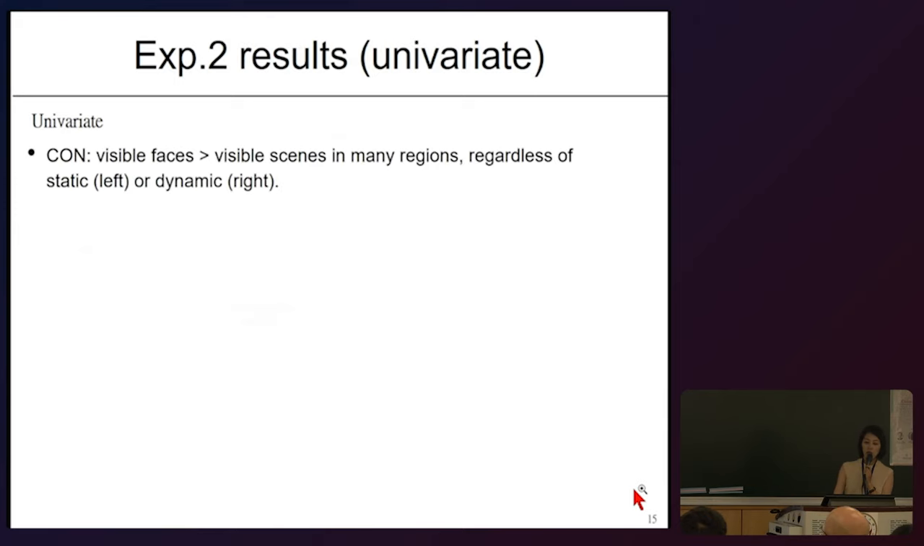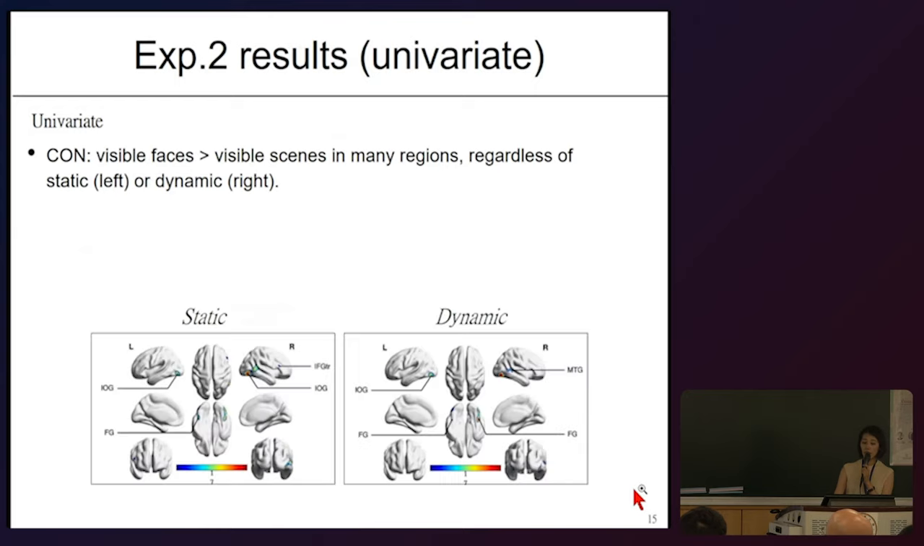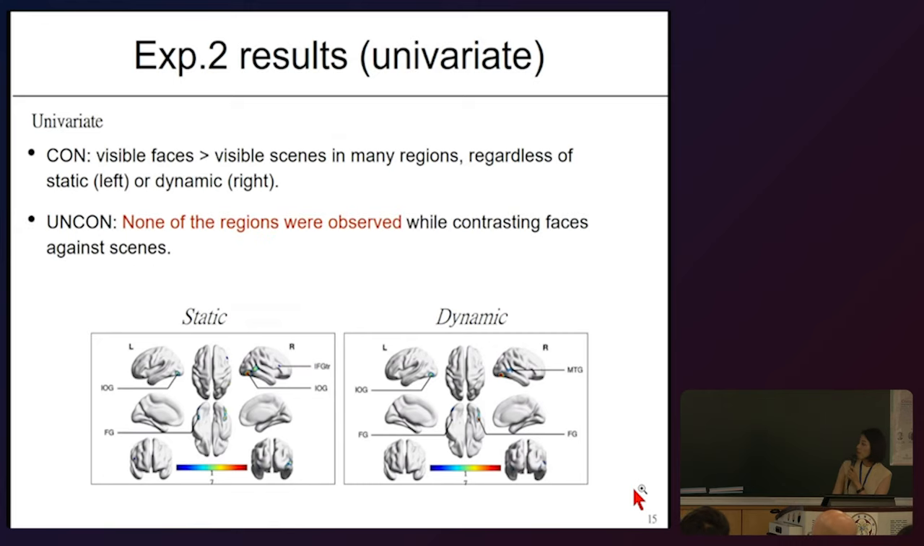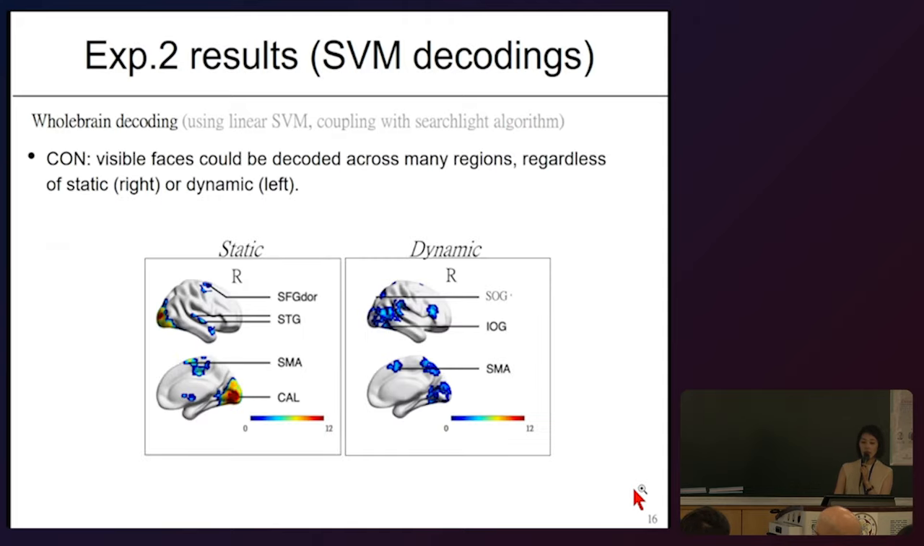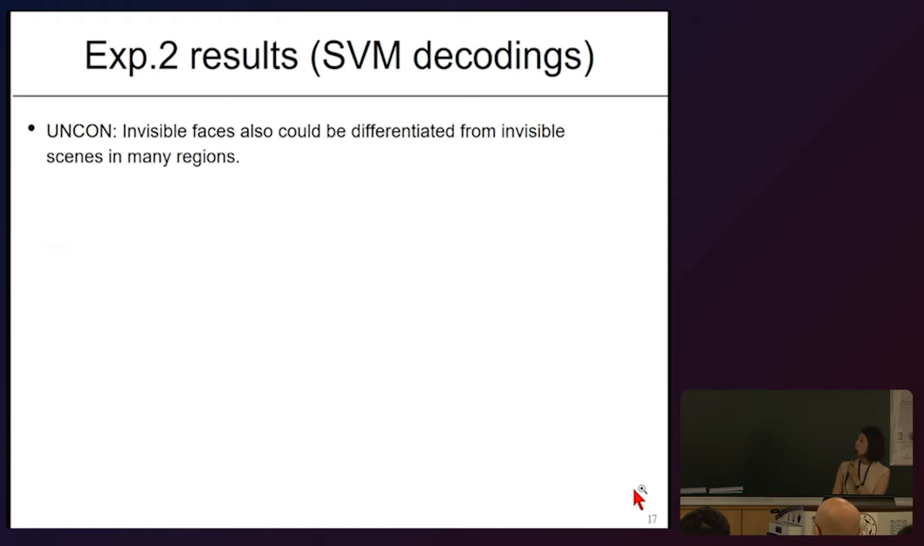Now we move on to results. First is univariate. In conscious conditions, as expected, we found that visible faces have stronger activation than visible scenes in many regions, regardless of static or dynamic stimuli. We have the result for the static on the left and dynamic on the right. Furthermore, in the unconscious condition, once again, no regions were observed when contrasting faces against scenes. Next, we did whole-brain decoding using a linear SVM coupled with a searchlight algorithm. In the conscious condition, we found that visible faces could be decoded across many regions, regardless of static or dynamic stimuli. Furthermore, even invisible faces could be decoded.